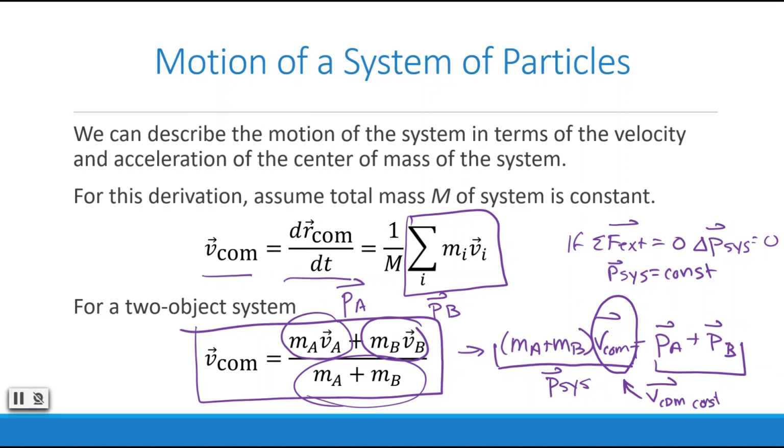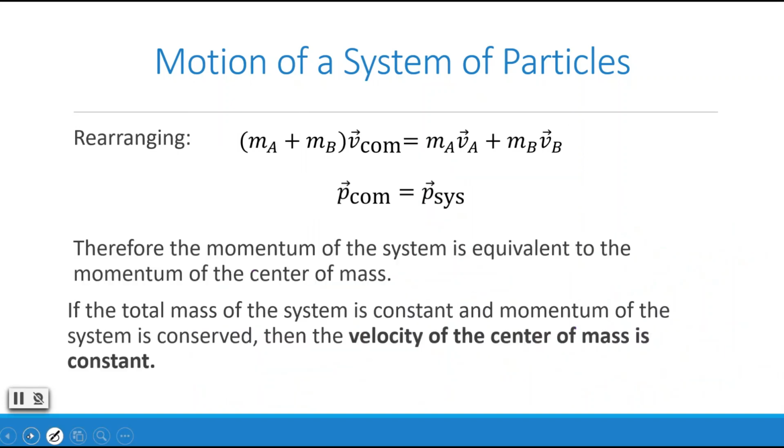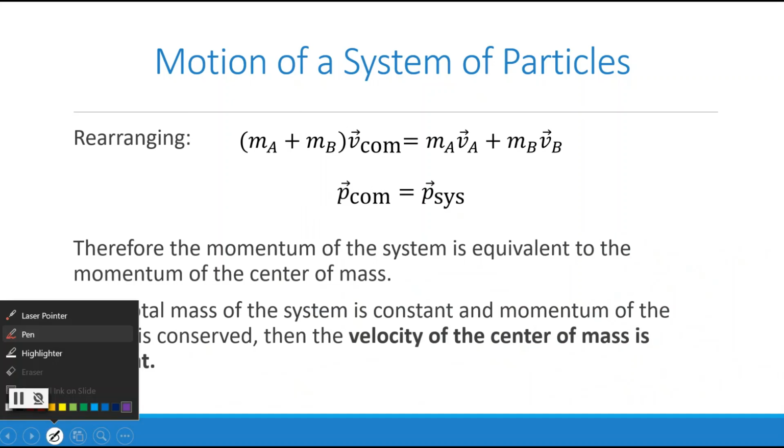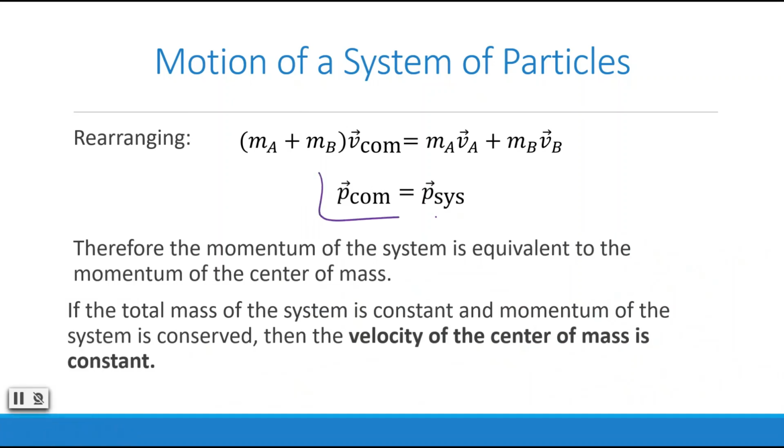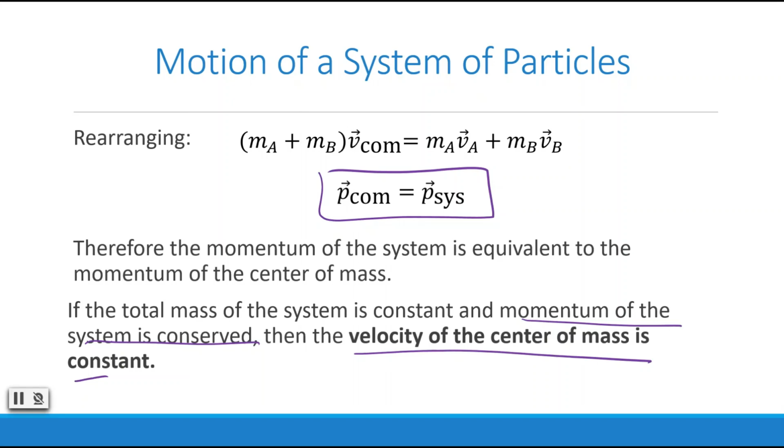And that's kind of cool, and you can do interesting things with that. So kind of summarizing, the momentum of the center of mass is the same thing as the momentum of the system. And therefore, the velocity of the center of mass is constant if the momentum of the system is constant. So think about it. You have one of those situations, like say with 2 ice skaters.